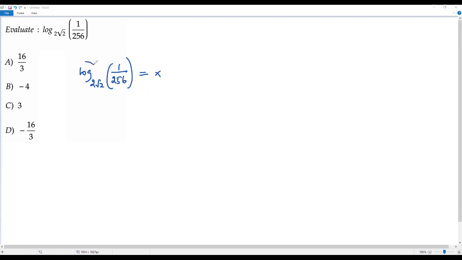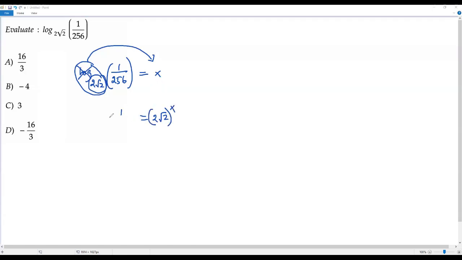For that, we have to consider the logarithm along with the base 2 times square root of 2. Now we have to move this logarithm along with the base 2 times square root of 2 to the right side of the equation. When I move it to the right side, we ignore the logarithm and consider only the base 2 times square root of 2. The value which already exists on the right side, that is x, will become the exponent of this base.